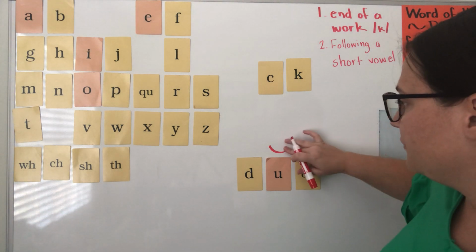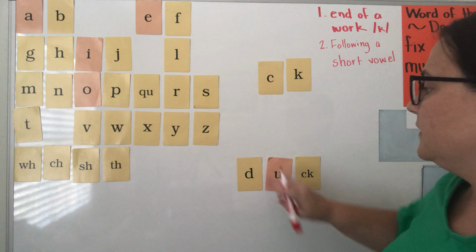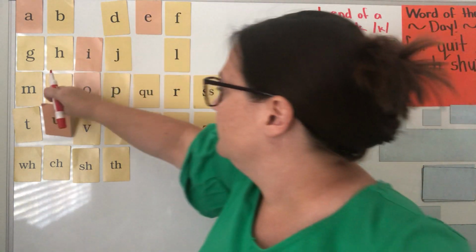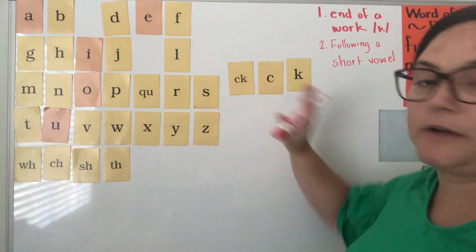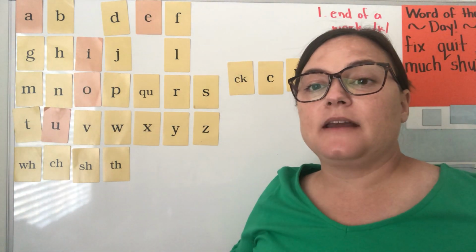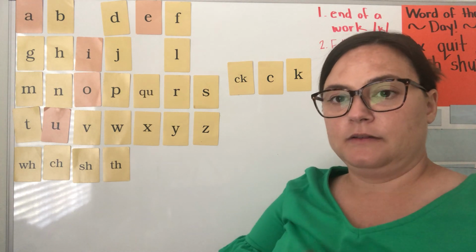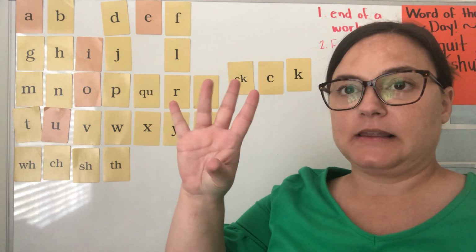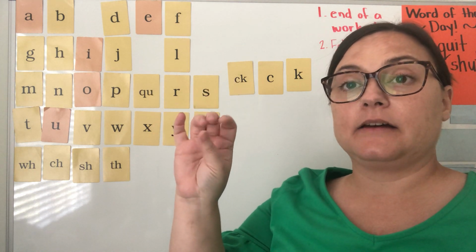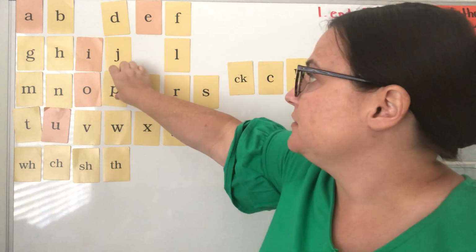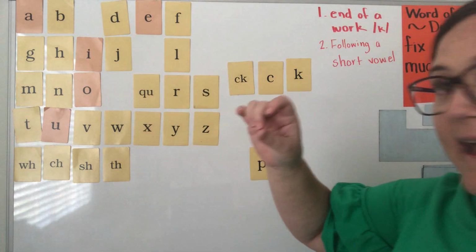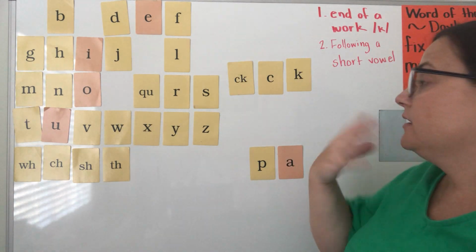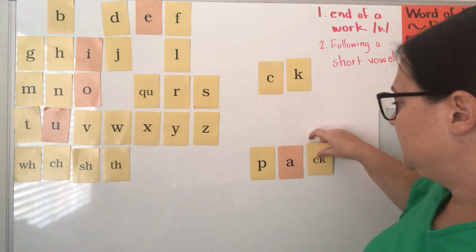And remember, this is called a breve. Let's clear the deck. Oh, I wanted to do something else. We'll do it in this next one. My next word is the word pack. I have the dropsies lately. Pack. P is my first sound. A is the short vowel sound for A. And then I have k. So I know I need to use CK.